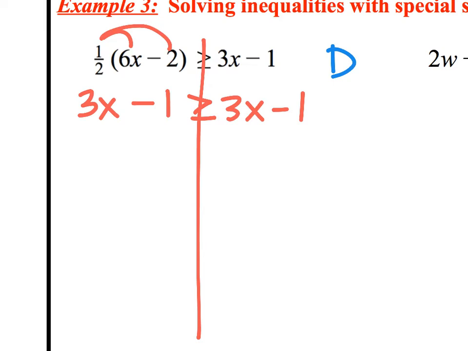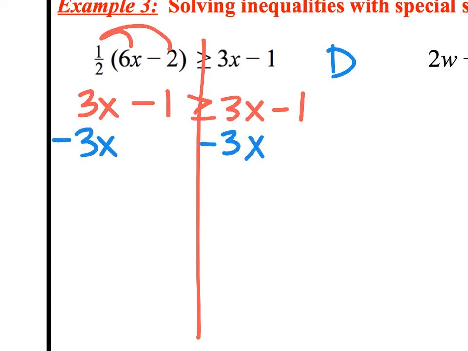So that was distribute. Can we combine like terms? No, they're on different sides. So no. Do we need to move our variables to one side? Do we have variables on both sides right now? We do. So we need to move them to one side. 3x is positive. How do I take it away? Subtract 3x. And below the other one as well.